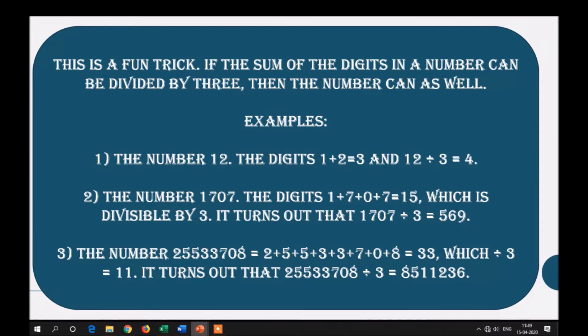The number is 1707. The digits are 1 plus 7 plus 0 plus 7. So the answer is 15. 15 is divisible by 3 because we have 15 in the 3's table. So the answer is 569. In the same way as the examples given here, you can add the digits and see if the number is divisible by 3 or not.